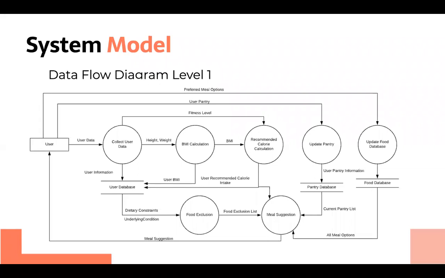So this is now a more detailed demonstration of how the user will interact with the system. So once more, the user will supply data to the system. It will be stored in a user database. Now the height and the weight will be extracted, and it will be used to calculate the body mass index. That body mass index is going to be used to generate the recommended calorie intake. That recommended calorie intake and the body mass index will be stored in the user database.